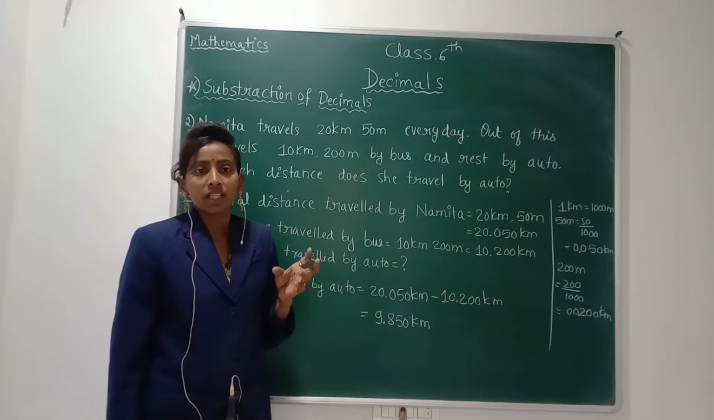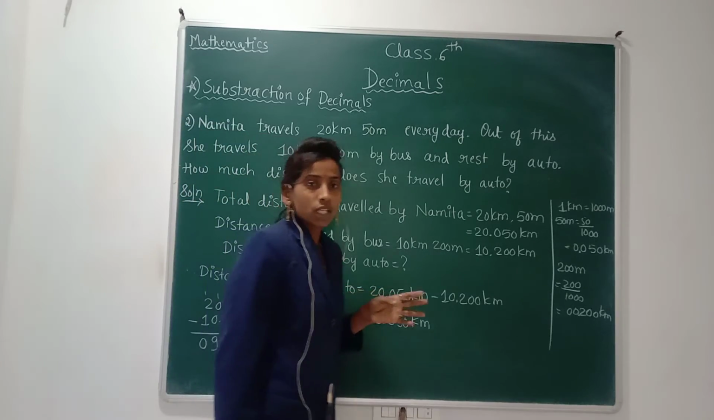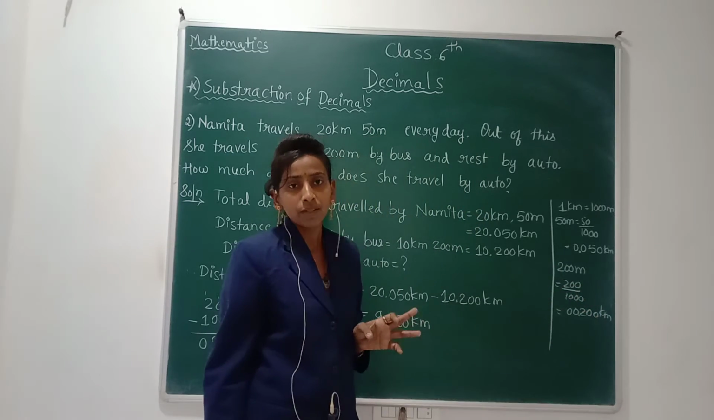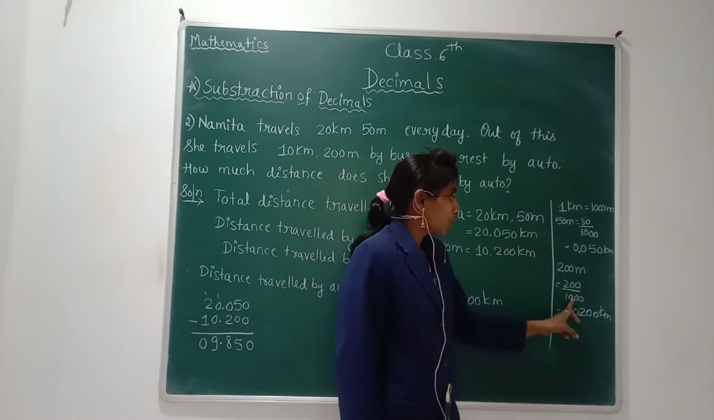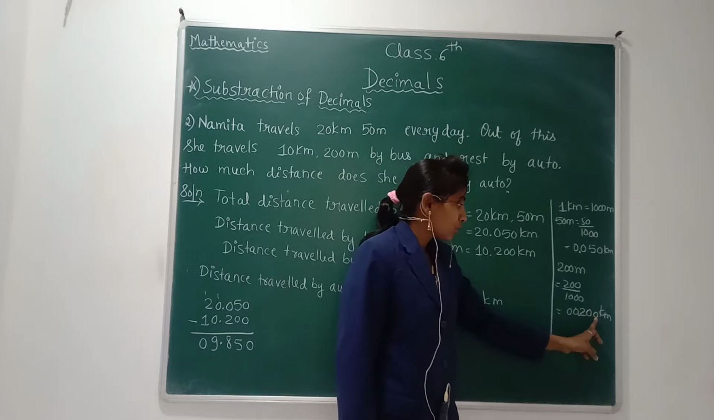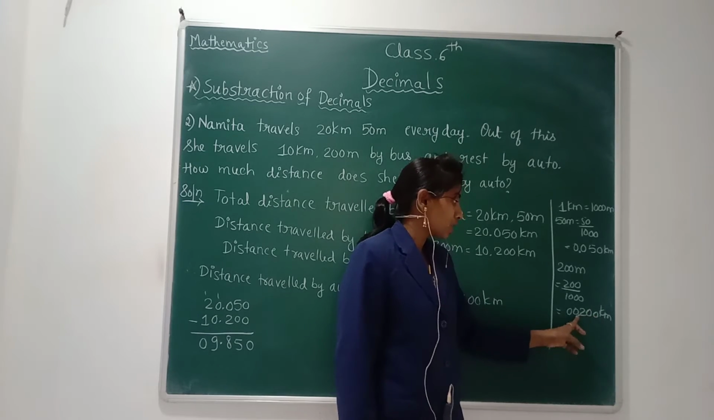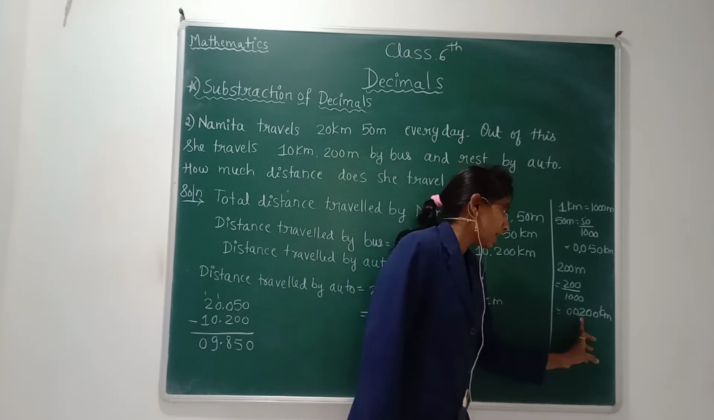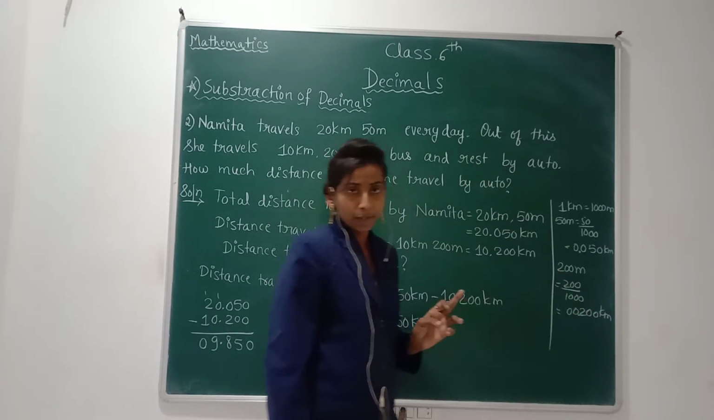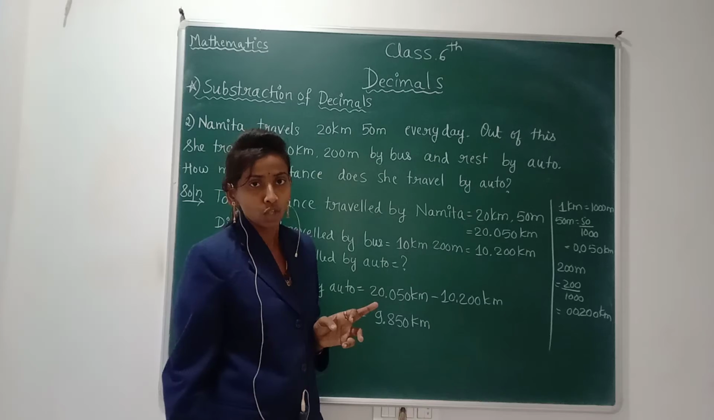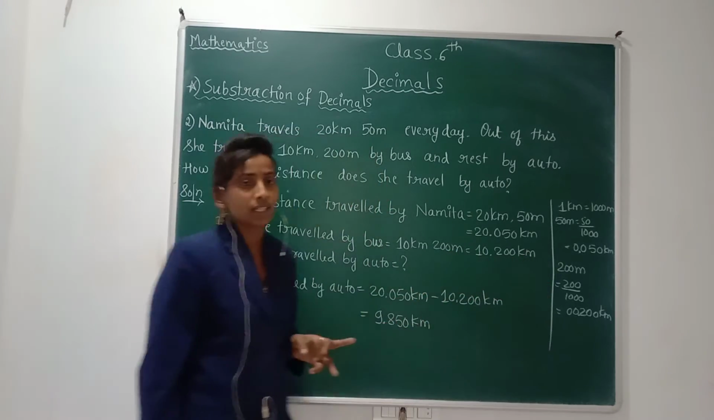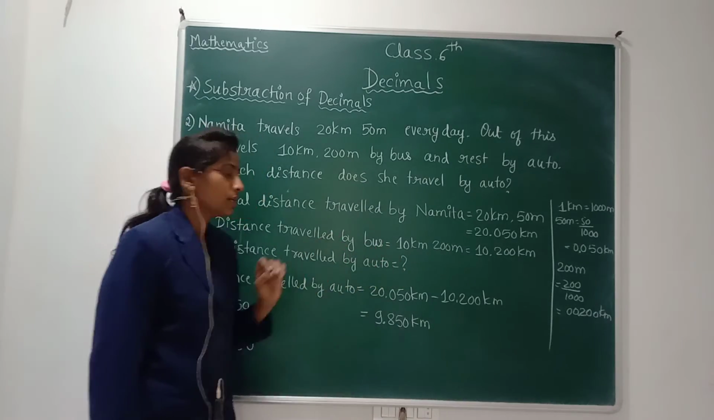Same like that only, distance traveled by bus is 10 kilometer 200 meter. So 200 meter we have to convert in kilometer. So 200 meter is equal to 200 divided by 1000. So in the denominator we have 3 zeros, means we have to leave 3 digits and put the decimal point. So 10 kilometer plus 0.200 kilometer. When you add, so you will get 10.200 kilometer. This is the distance traveled by bus.